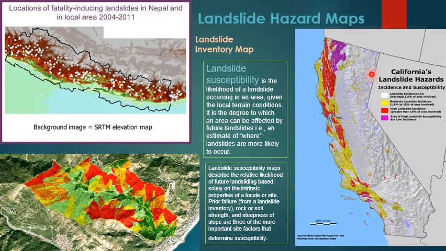This is an example of a landslide susceptibility map. This is a map of California showing the incidence and susceptibility at the same time of areas in California. This is a map where you have more details of a particular area. It shows the slope. This landslide susceptibility is overlain on a Google map in this particular example.